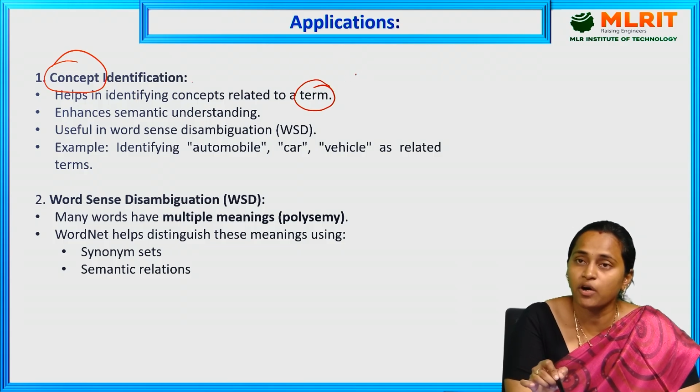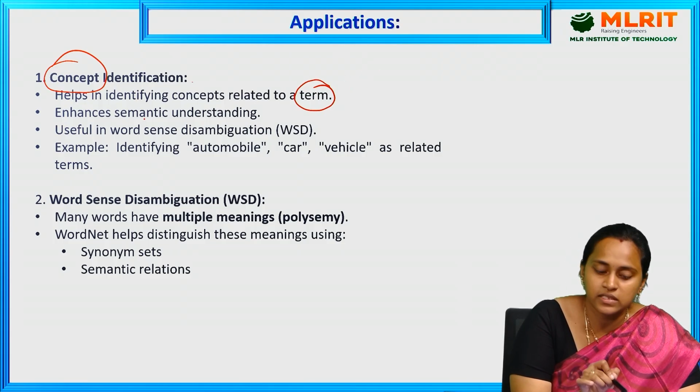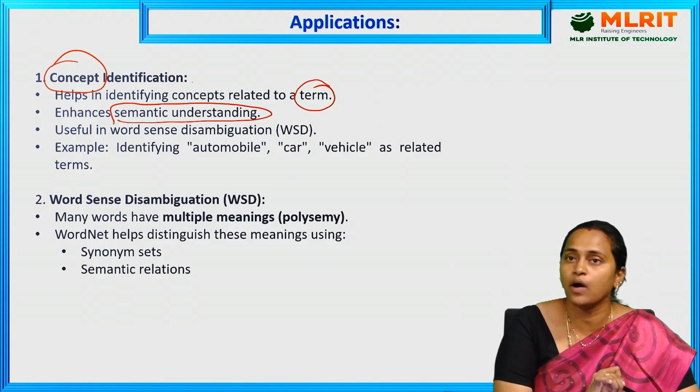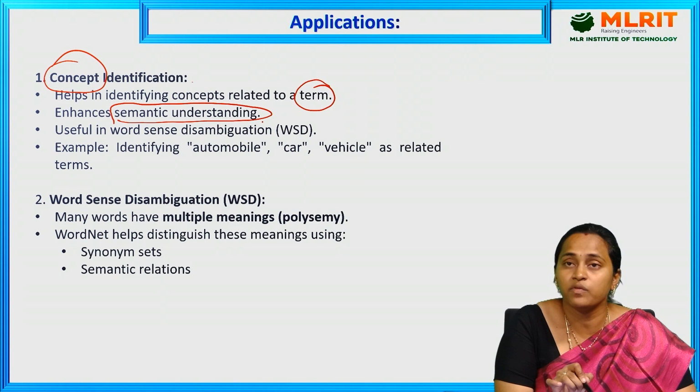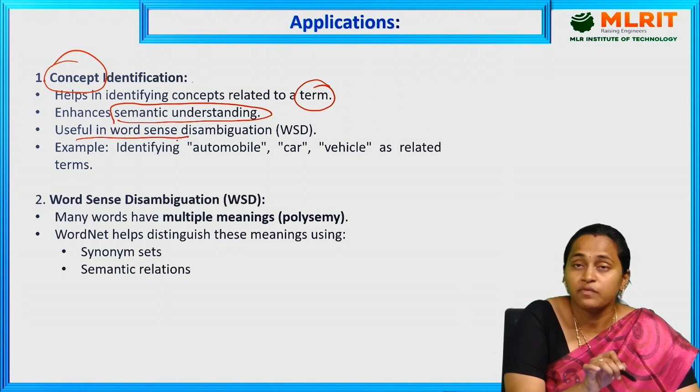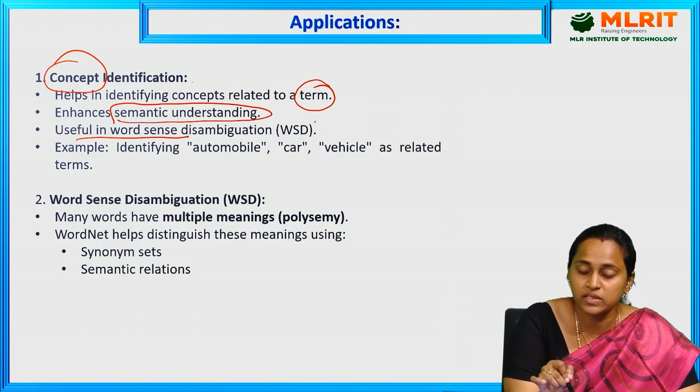That means the surrounding of the text, and it enhances the semantic understanding. After finding the identification, we have to enhance the understanding of the particular sentence meaning. It is useful in word sense disambiguation. This identification is very useful in word sense disambiguation to overcome the ambiguity situation.